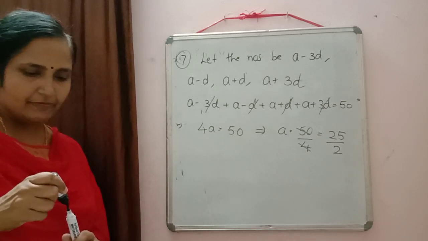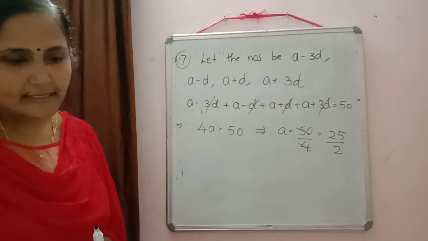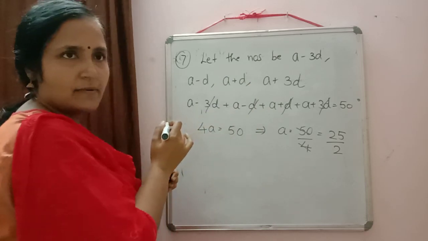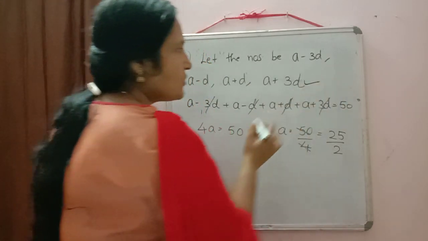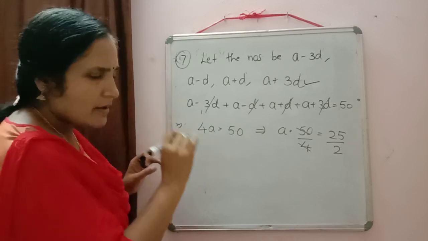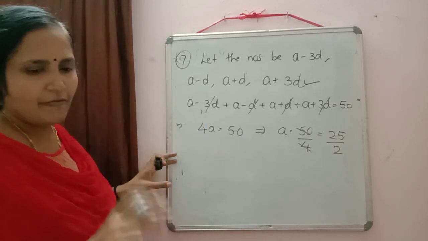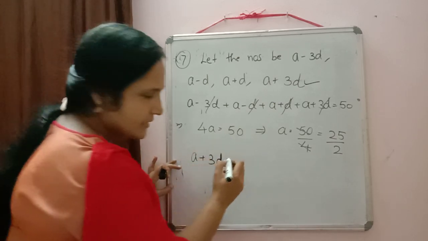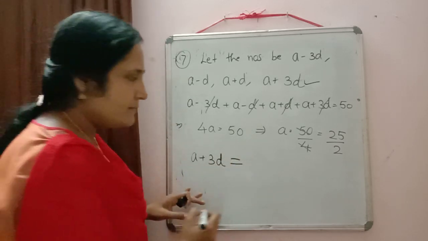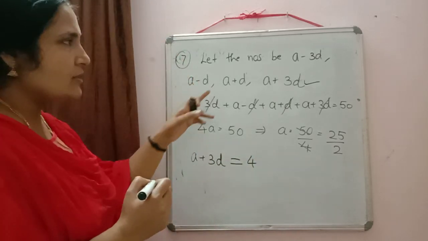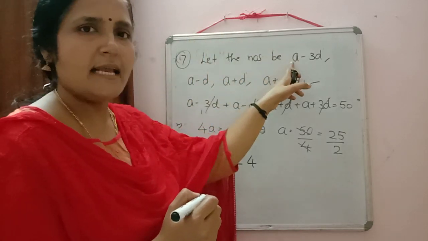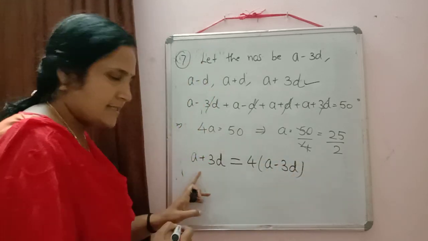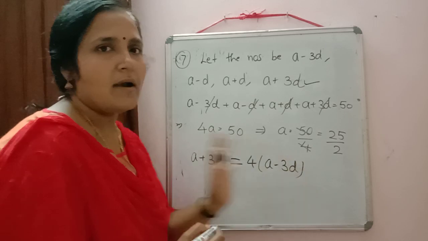Then it is written, next information, in which the greatest number is 4 times the least. Out of these numbers, which one is the greatest one? Yes, this number. Whatever information is written, we will rewrite in the form of an equation. Greatest number, that is A plus 3D, is equal to 4 into the least. What is the smallest number? The number which is on the left side. So the smallest number is A minus 3D. So the greatest number is 4 times the smallest number.